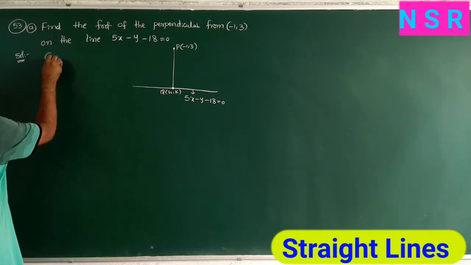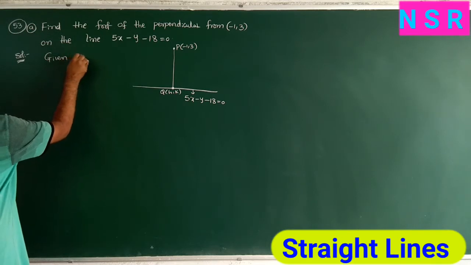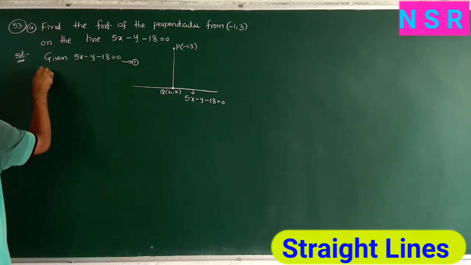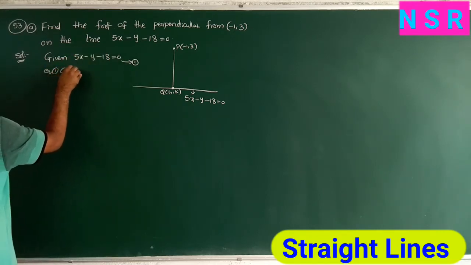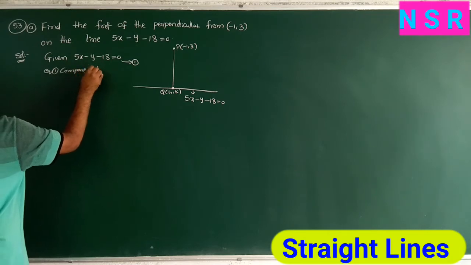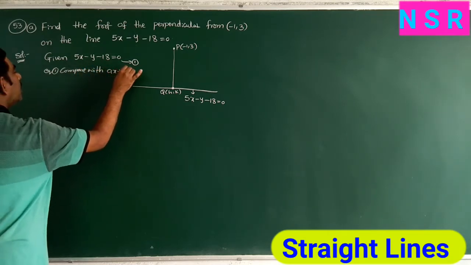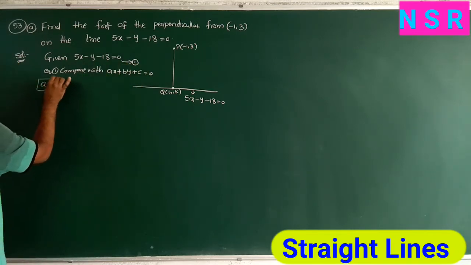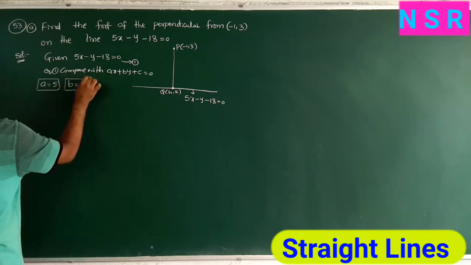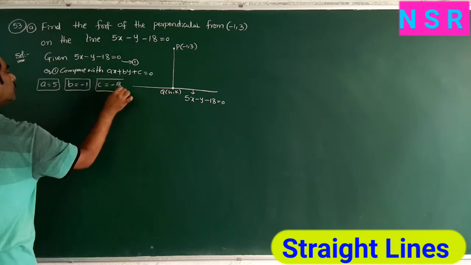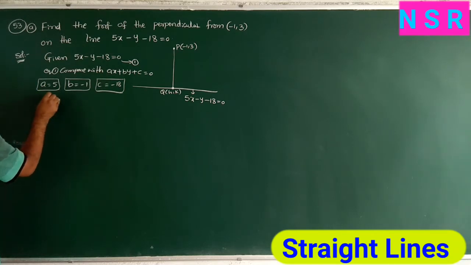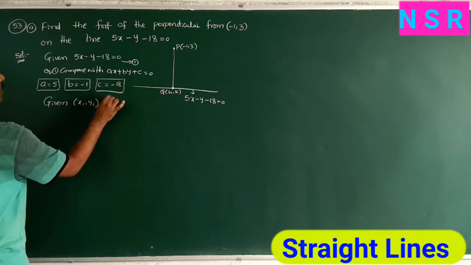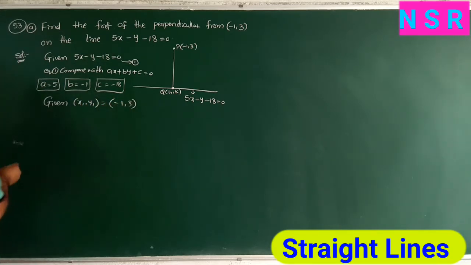So right here given 5x minus y minus 18 equal to 0, take it as equation number 1, and equation 1 compare with ax plus by plus c equal to 0. Now here a equal to 5, b equal to minus 1 and c equal to minus 18. And also given here point P (x1, y1) equal to minus 1 comma 3.